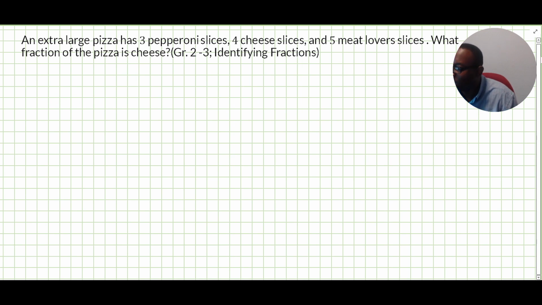Second graders, we're looking here to identify and simplify fractions. An extra large pizza has 3 pepperoni slices, 4 cheese slices, and 5 meat lover slices. What fraction of the pizza is cheese?